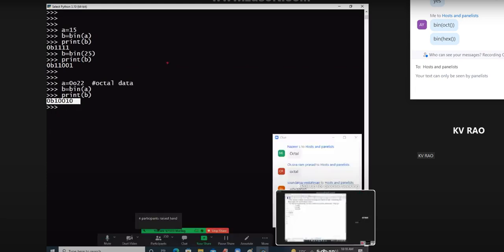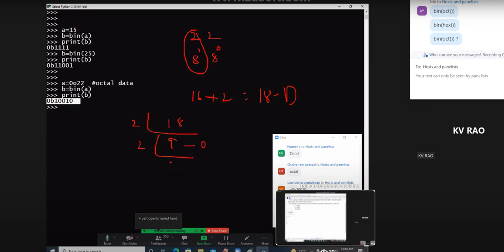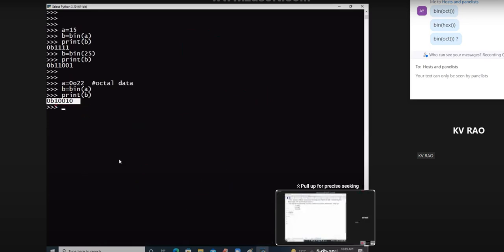Suppose you don't know that conversion mathematically, what do you do? Convert into the decimal number system first. 8 to the power of 0, 8 to the power of 1. Yes, 8 into 2 is 16, plus 2 into 1 is 2. That is 18. This is the decimal number system. You converted 18 into binary. 2 nines are 18, remainder 0. Next, 2 fours are 8, 2 twos are 4, remainder 0, next 2 ones, remainder 1. The answer is 10010. This is the way of doing it. Are you understanding my point? Yes, so we will be using it like this.